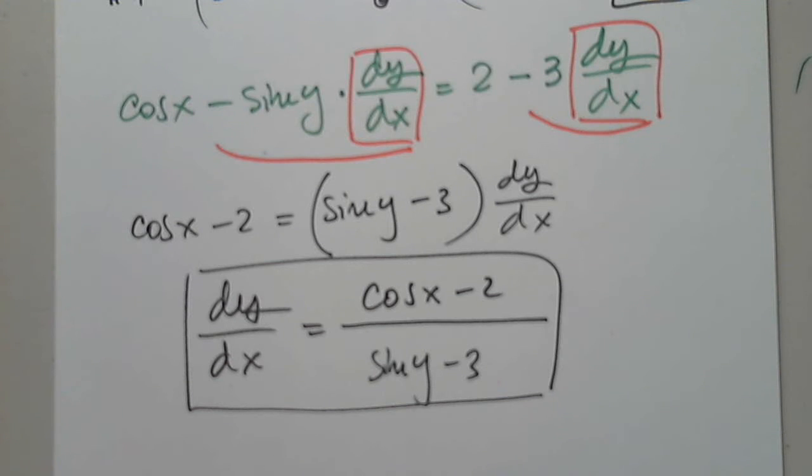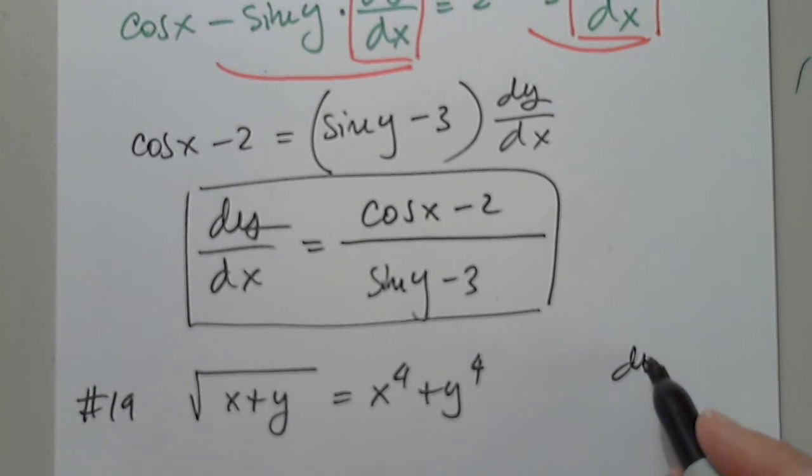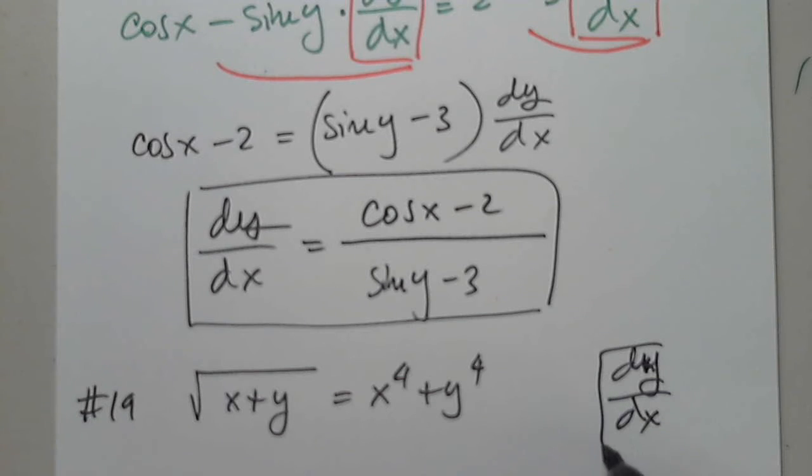Okay. Let's choose. Can we do 19? 19. 19, we have the square root of x plus y equals x to the 4th plus y to the 4th. Perfect. Good. Again, we are asked to find dy over dx, not y prime. I recommend this notation.